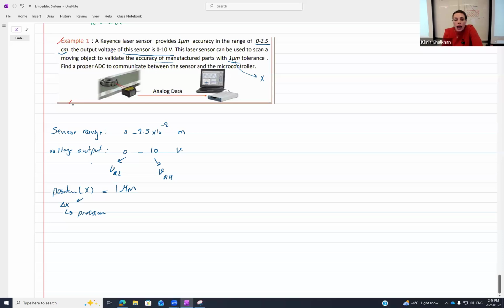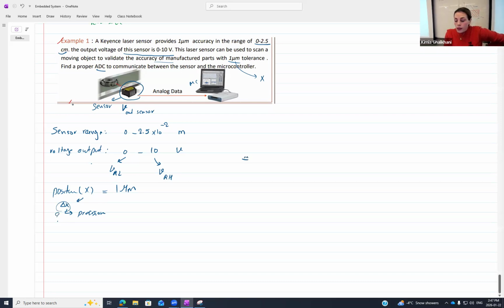Now, before that, I'm asked, look at here, find a proper ADC to communicate between the sensor and the microcontroller. Suppose this is my microcontroller, and of course, you know, this is my sensor. So now I'm going to use the analog to digital method in order to first look at the position, find the output of the sensor. I still do not know what my output of this sensor is. In order to know the output of this sensor, meaning V out sensor, because this one is not given, I need to figure out what my precision is, which is dx, right?